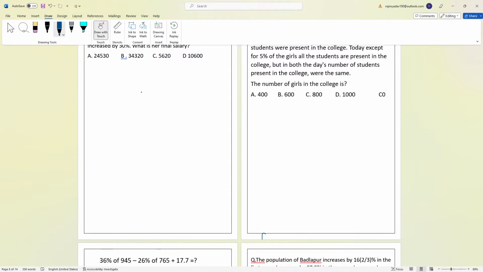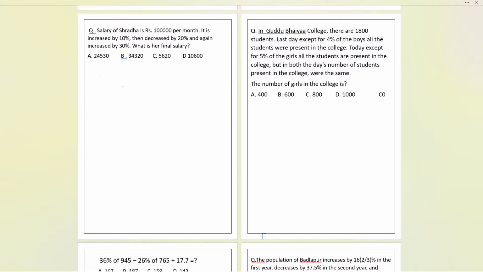What is basically the final salary she will be getting? Either she will be earning something or not. So let us now see the first question that we have. What are we going to do? I'll be applying the same formula that I discussed. Okay, so now let me tell you what we are going to do.